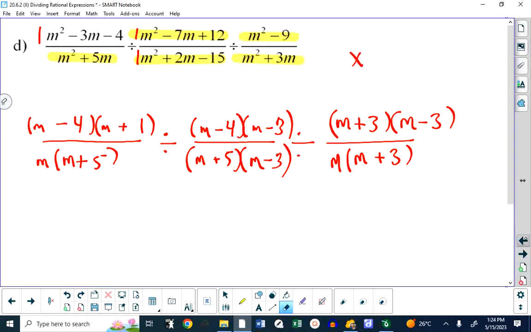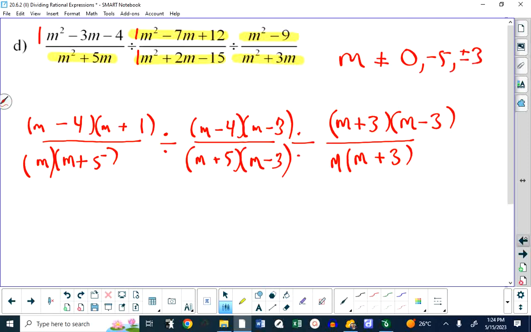X can be anything. X can be anything. M, on the other hand, cannot be equal to 0. Let's just take a breath and make sure you understand why M cannot be equal to 0. It's because of that factor of M. We also have negative 5 and 3 and negative 3.